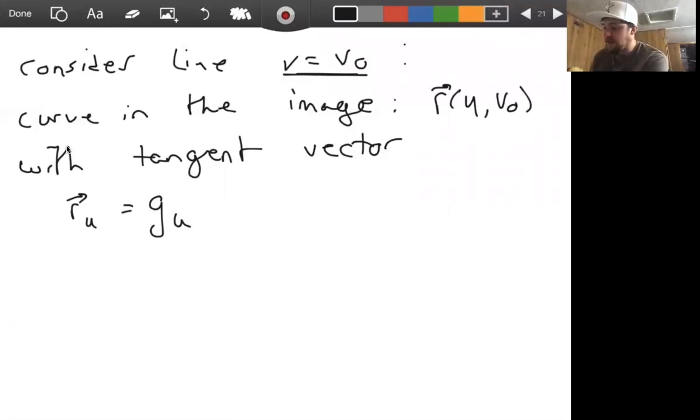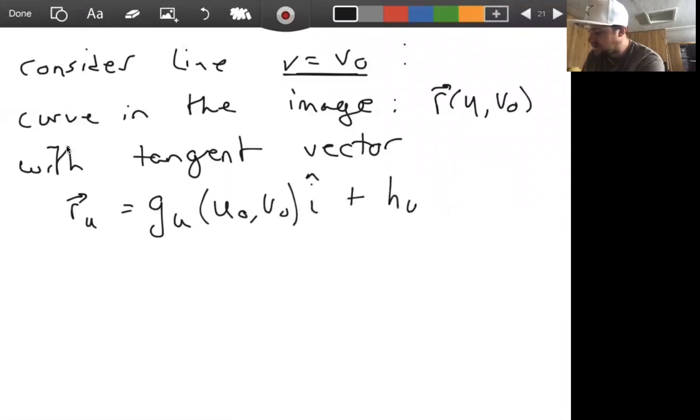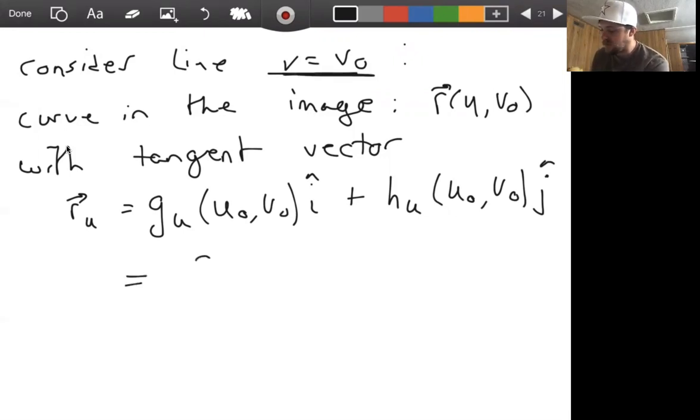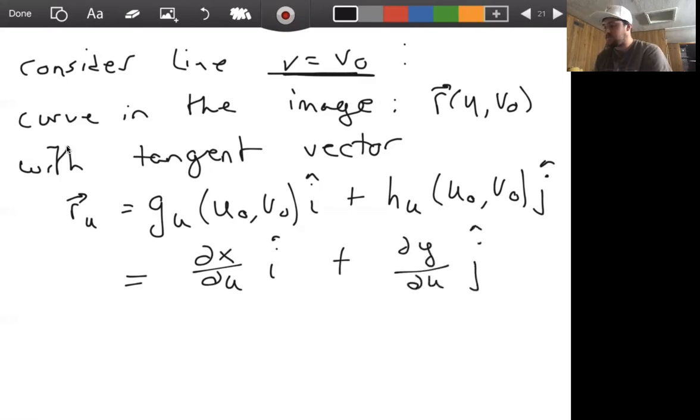Because the tangent vectors, or the partial derivatives, live in the tangent plane, right? And so we have G of U, U naught, V naught, I hat plus H sub U, U naught, V naught, right? And so basically we're just looking at something that's tangent to this line in the image. And this is what we'll get. Well, you can see that this is the partial of X with respect to U, I hat, plus partial of Y with respect to U, J hat.